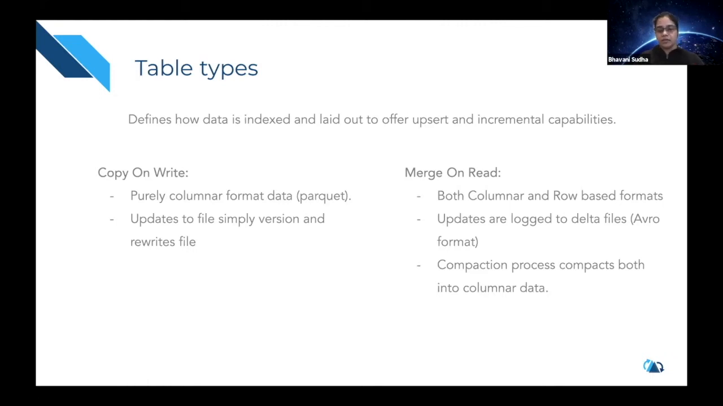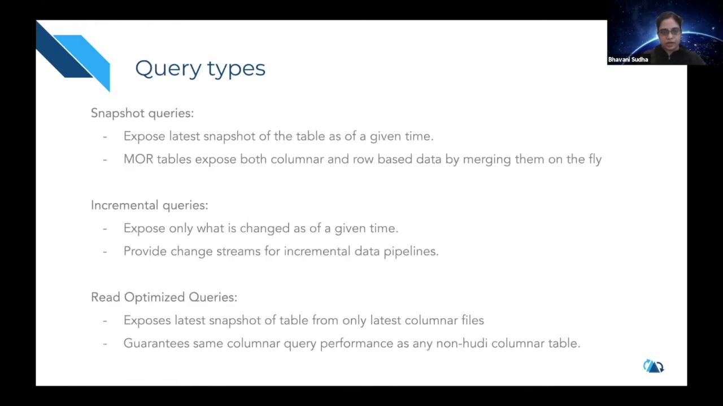For merge on read tables, these can be both columnar data and row-based data. So updates are logged to what we call delta files. These are log files that have Avro-based data, to aid in quick ingestion. And then later a compaction process kicks in to merge both the Parquet data and Avro data and produce new versions of columnar data. So that is a merge on read table.